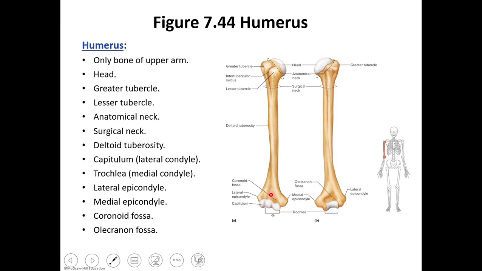Now, if these are condyles, these processes that sit above the condyles, epi meaning above, so you have the medial epicondyle and you have the lateral epicondyle. You have the olecranon fossa here, and that's where part of the ulna will go into there. I'll show you that in just a moment. And the coronoid fossa, which sits right up in here. And I'll show you what fits in there in a minute too.